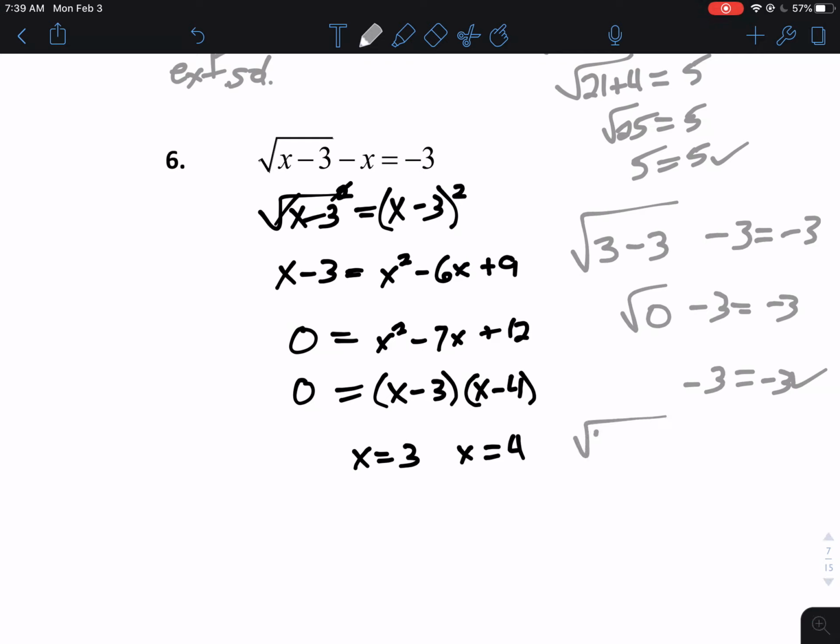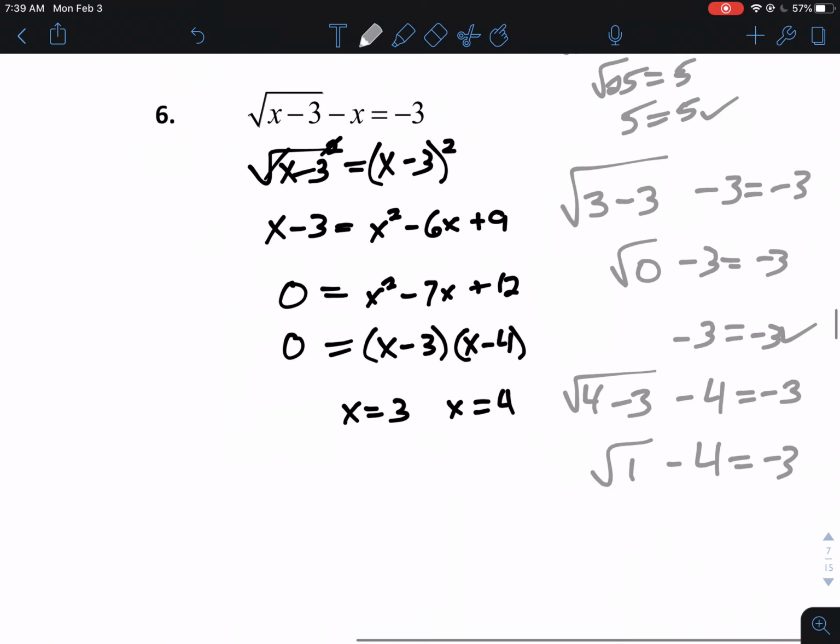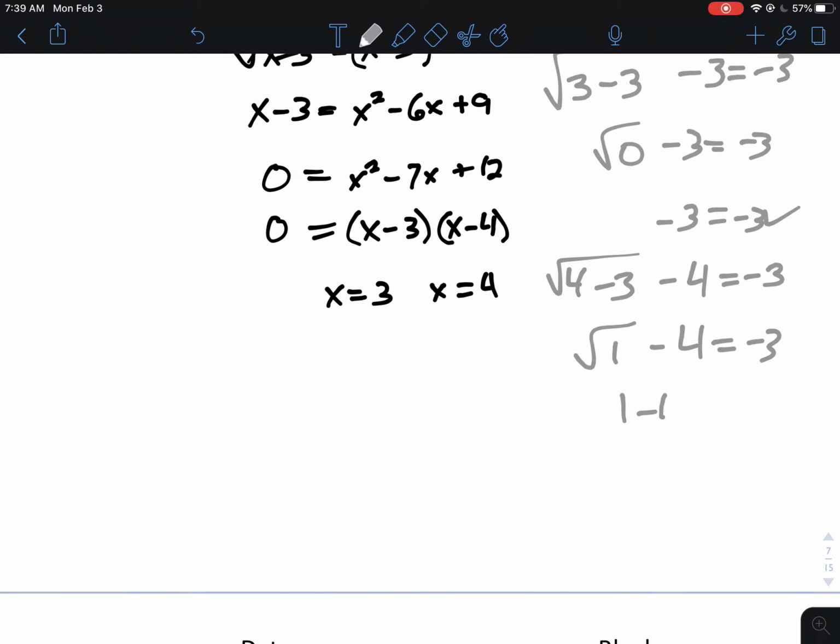Let's check the 4 now. So square root of 4 minus 3 equals negative 3. Becomes square root of 1 minus 4 equals negative 3. Square root of 1 is 1, so 1 minus 4 equals negative 3. And negative 3 does in fact equal negative 3. So yeah, we're good with both of those answers.